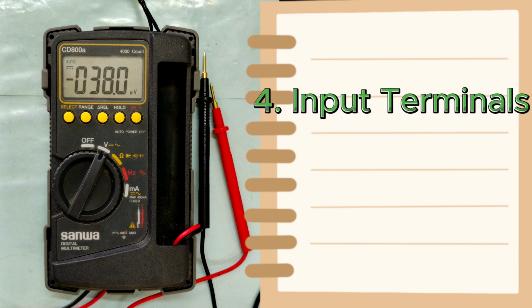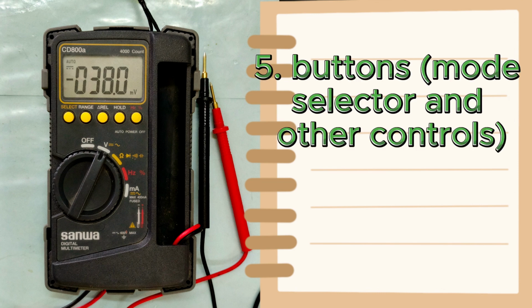4. Input terminals. Function: connect test leads to the multimeter based on the measurement type. Terminals usually include COM terminal, common ground for all measurements. VΩHz terminal, for voltage, resistance, frequency, and continuity tests. mA or μA terminal, for low current measurements. 10A terminal, for high current measurements.